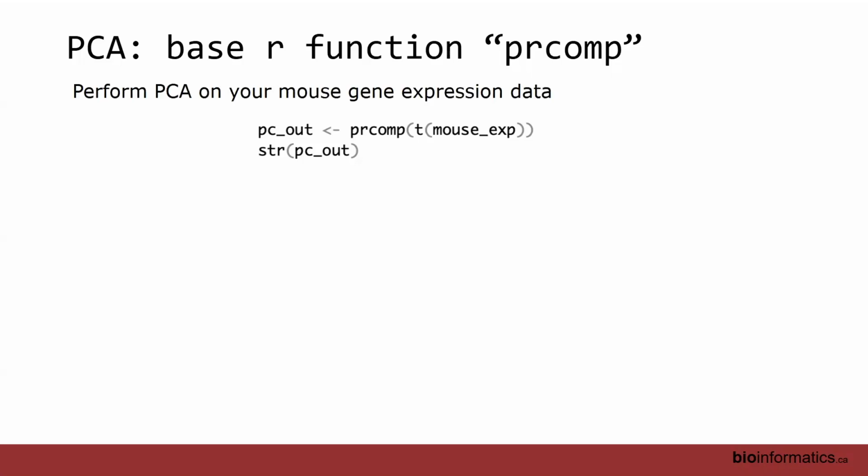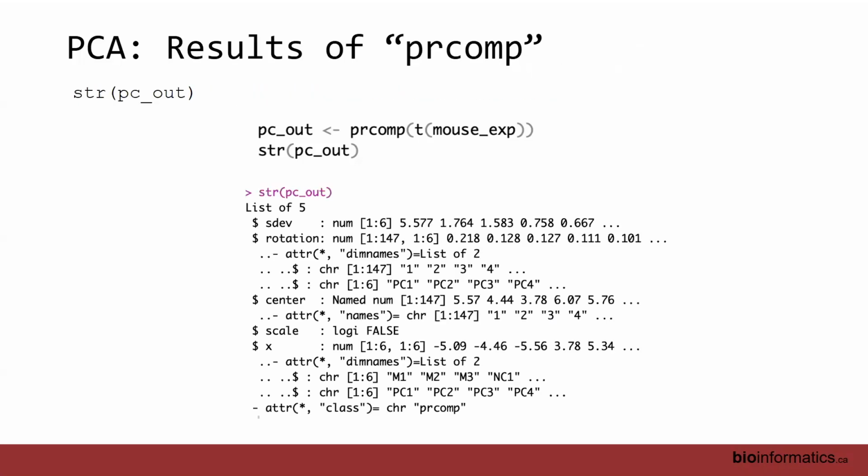And with str, we can just look at the output. So we have the standard deviation of each of the PCs. This is again related to the variance explained. So which PC had the highest variance explained? The first one. You can see that there as well, right? This is just a toy example. You can see that the first PC is capturing the highest amount of variance.